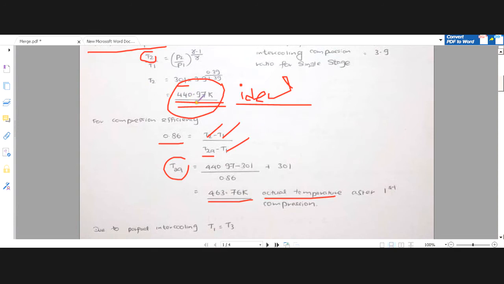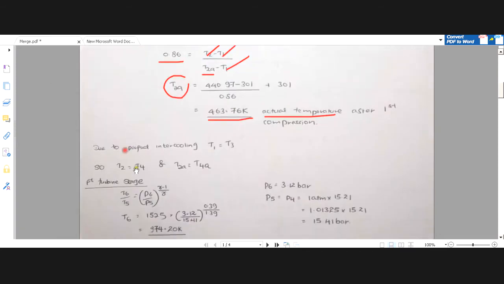This T2, the 440.97 value, would be okay if the compressor efficiency were 100%. But it is not 100%, so we need to give some more heat because of the efficiency. If it were perfect, this temperature would be enough, but as it is not perfect, it requires something more. That is why 463. Okay, so let's focus further.